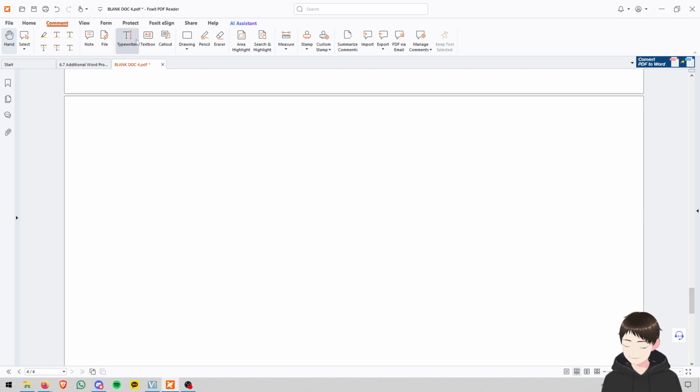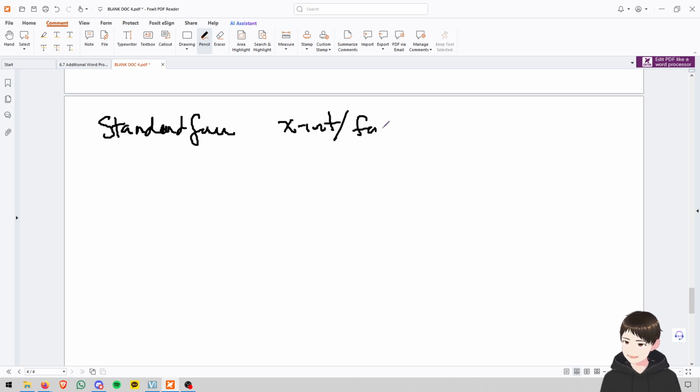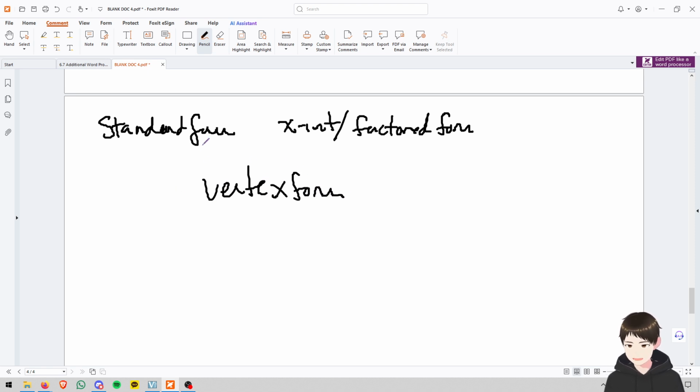But the kind of things that you might want to prepare yourself for this assignment as you practice chapter 6.7 is terminology, like standard form versus x-intercept or factored form versus vertex form. What do these forms look like?